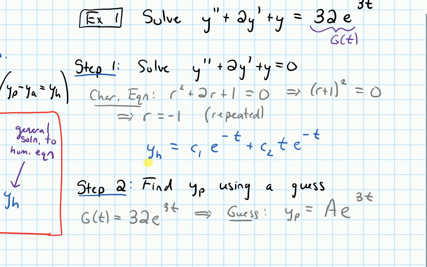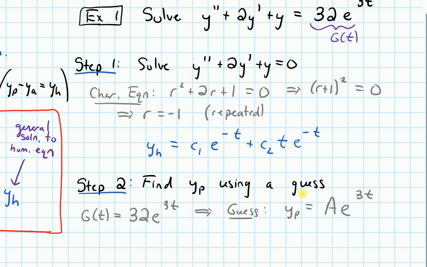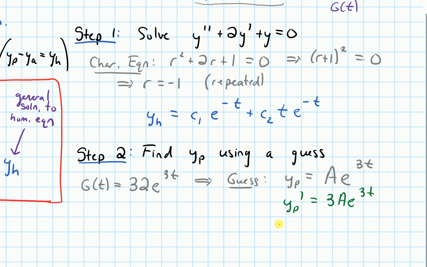All right. So what we're going to have to do is take this guess and plug it in to this differential equation. So we need to take the derivative and the second derivative of it. So we can go ahead and plug it in. So the derivative, yp prime, would be 3a e to the 3t. And now let's take the second derivative. The second derivative of yp would be 9a times e to the 3t.